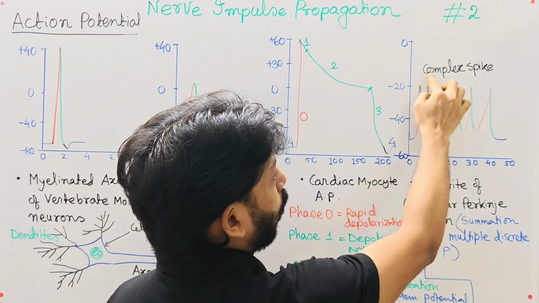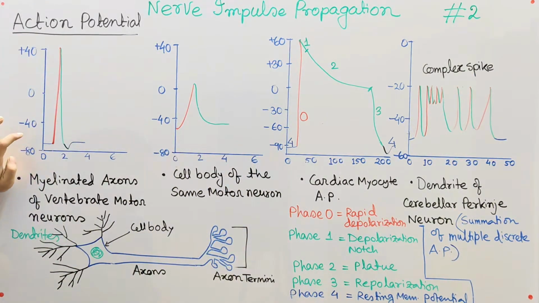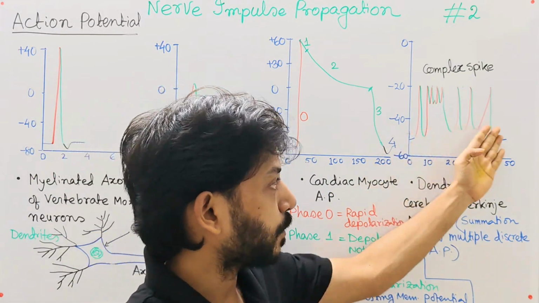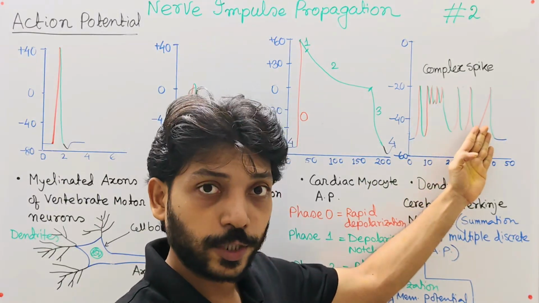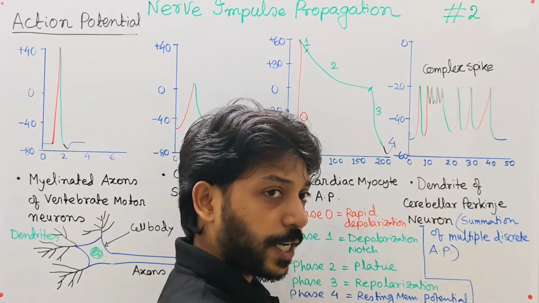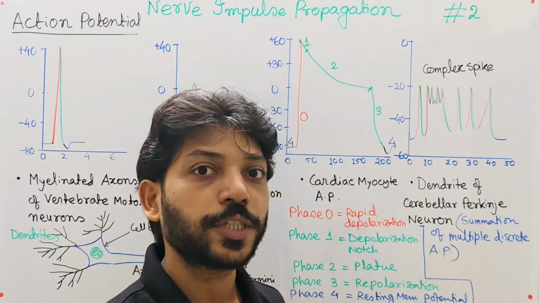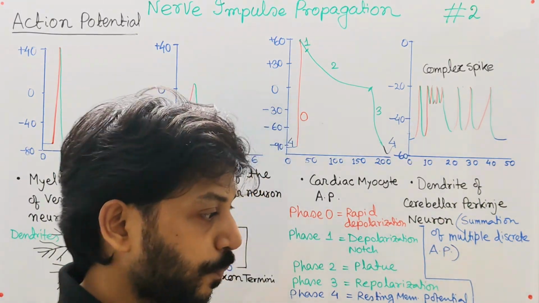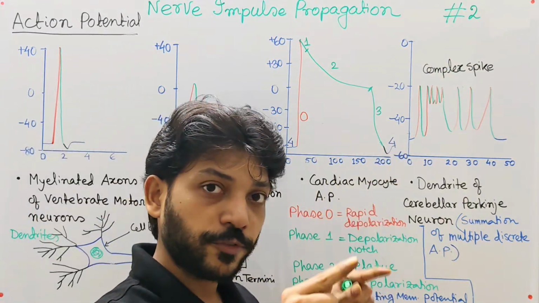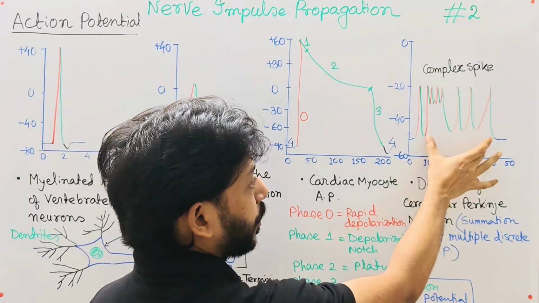So what happens? You will see complex spikes. Now what is spike? Basically, this action potential is also called spike. Here, this shows a single spike, but in case of cerebellar Purkinje cells, you will find complex spikes. There are many action potentials occurring simultaneously, because if we measure the action potential in the dendrite of cerebellar Purkinje cells, we will get the summation of multiple discrete action potentials generated by different synapses. In the extensive dendrites, there are multiple synapses coming from different neurons, and those synapses create different kinds of action potential. This is the summation of the action potential.